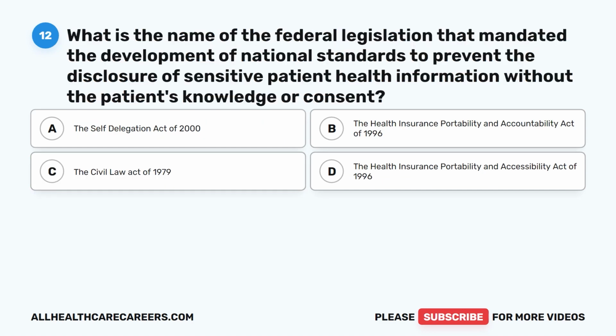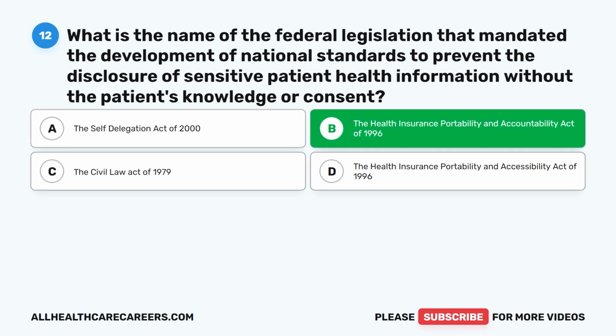Question 12. What is the name of the federal legislation that mandated the development of national standards to prevent the disclosure of sensitive patient health information without the patient's knowledge or consent? A. The Self-Delegation Act of 2000. B. The Health Insurance Portability and Accountability Act of 1996. C. The Civil Law Act of 1979. D. The Health Insurance Portability and Accessibility Act of 1996. The correct answer is B.